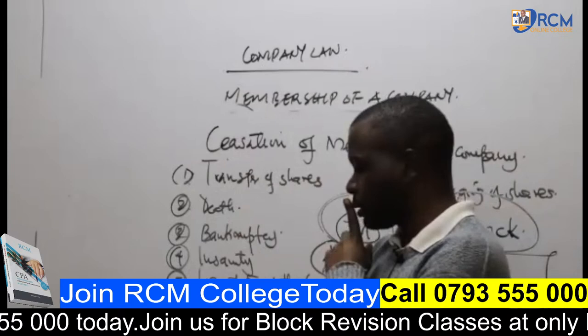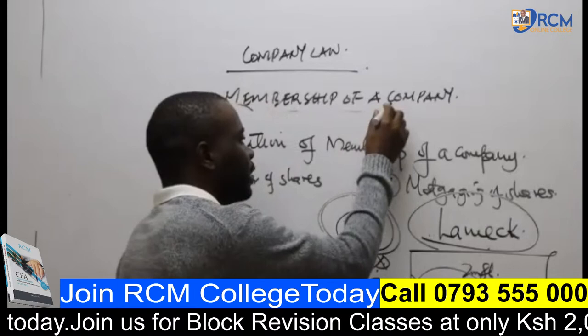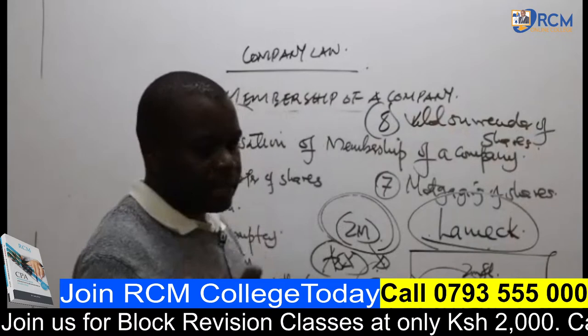So that is what we mean by mortgaging of shares. So you can be able to add another one. Number eight, valid surrender of shares. So when you validly surrender your shares, you'll actually also lose membership of the company.